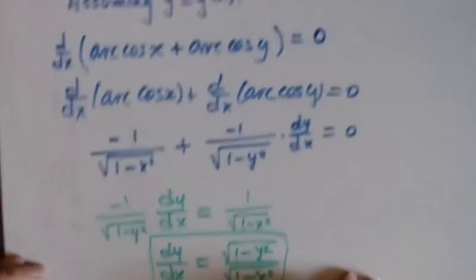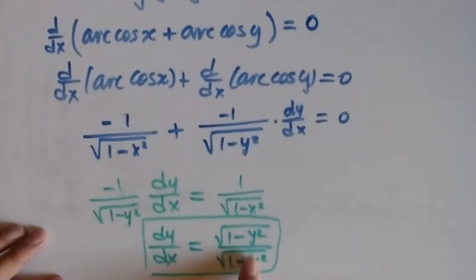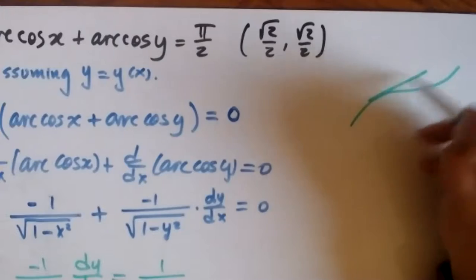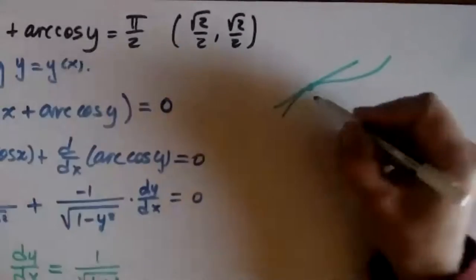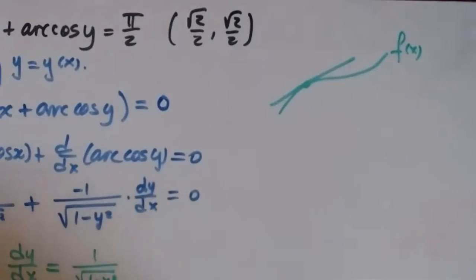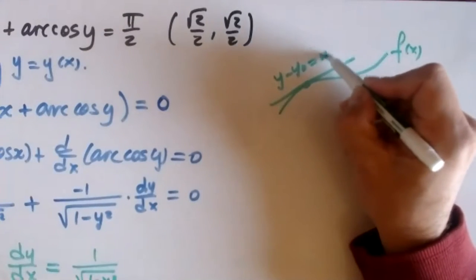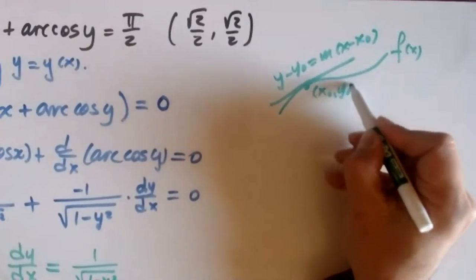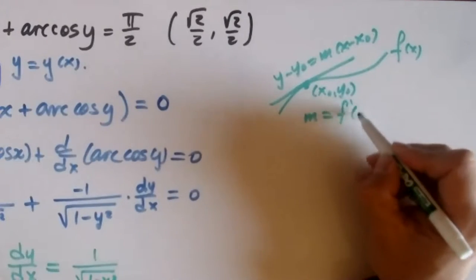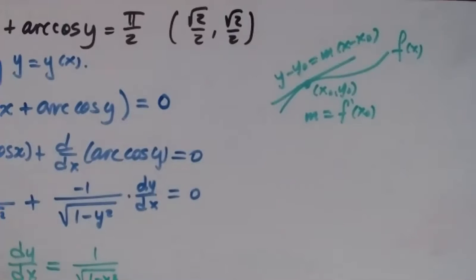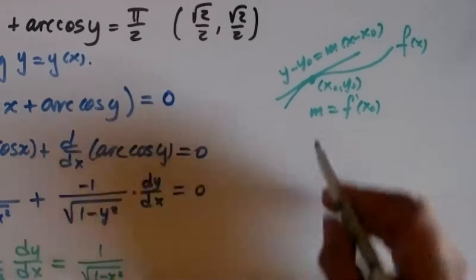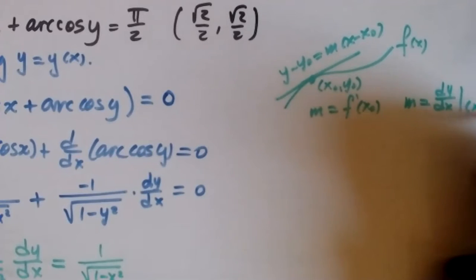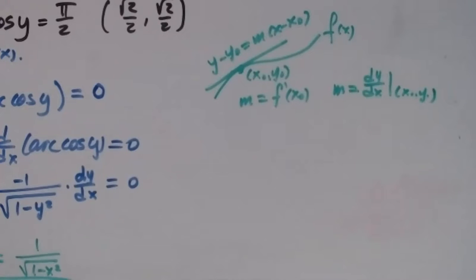Now, you have now to evaluate, right? You have to evaluate at this point. Why? Because what you are asking is you need the equation of a tangent line, correct? This is the equation of a tangent line. So here, if this is the function of x, right? This equation y minus y0 equals m times x minus x0 is the equation of a tangent line. Who's the x0? This is the point x0, y0, right? And the slope is f prime in x0, or the derivative evaluated in x0, right? In this case, we're going to do the same, except that the m is going to be dy dx evaluated in x0 and y0. So you have x and y mixed, so you have to use both.